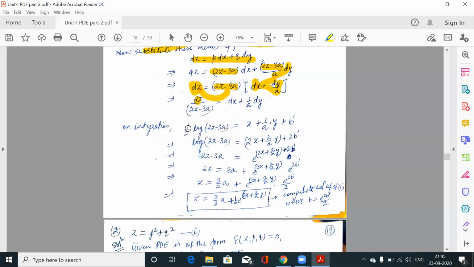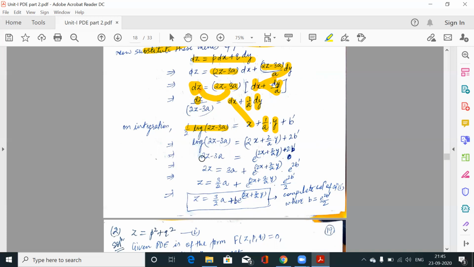So this is the integration. Again, the integration of dx is x, the integration of dy is y, 1 upon a is the coefficient, plus this is the integrating constant. I have written it as b dash because we always try to keep our answer in the simplest form. Otherwise, you can use the b also.